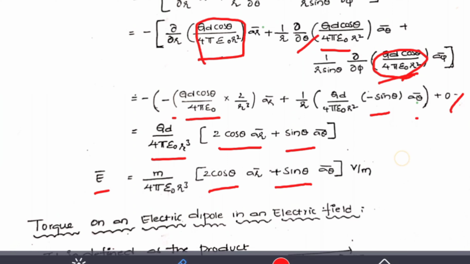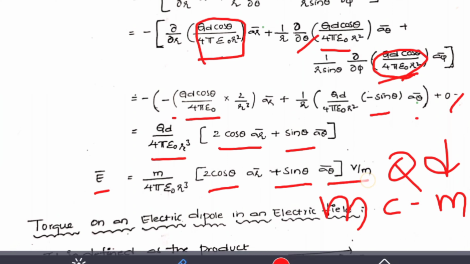What is the unit for electric dipole moment? Dipole moment: coulomb is the charge, any one of the charges, q into d is known as dipole moment. Charge is in coulomb, distance is in meter, so coulomb meter is the unit for electric dipole moment m bar. M bar is given by q d. Now we obtained the electric field intensity due to electric dipole as m by 4 pi epsilon naught r cube, 2 cos theta a r plus sin theta a theta.